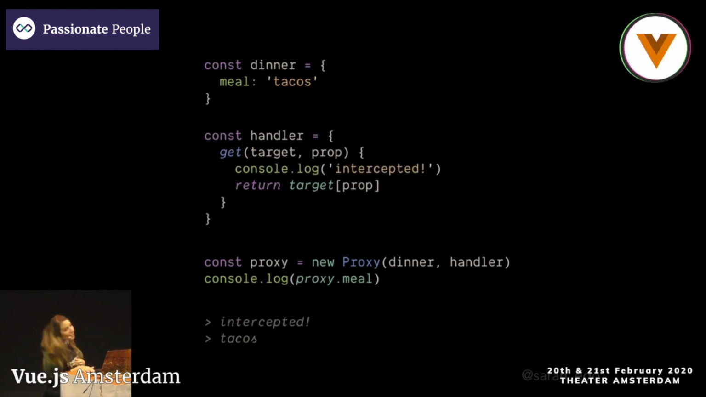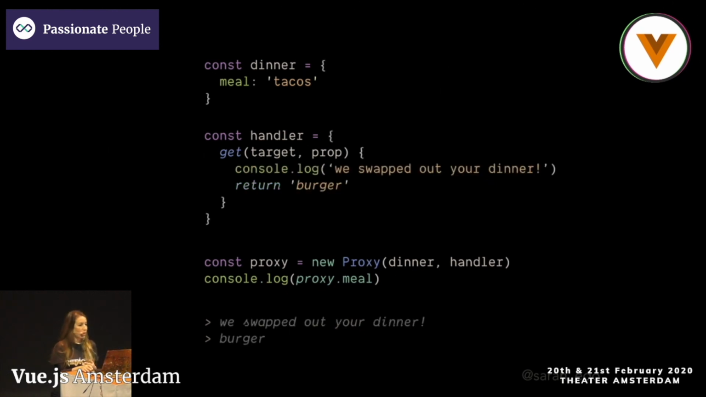But if we want to intercept this value, we can actually do that quite easily. We can say console.log intercepted, or whatever we want to do here. And as you can see, we're printing out that intercepted and then the tacos. Cool. So what happens if we don't return that square bracket notation of target prop? Well, we can totally do something else. We don't actually have to return that. We can return whatever we want in this area.